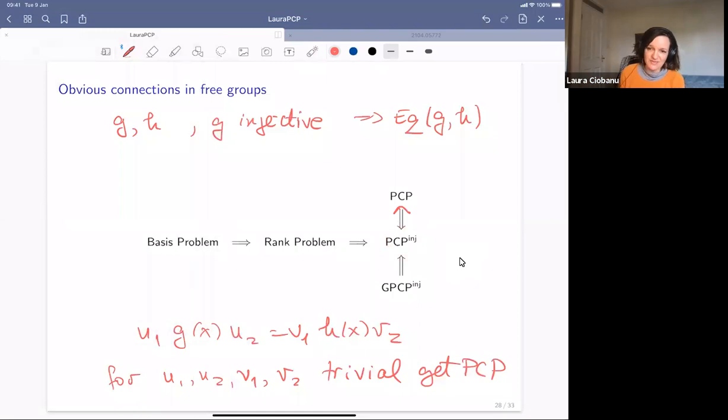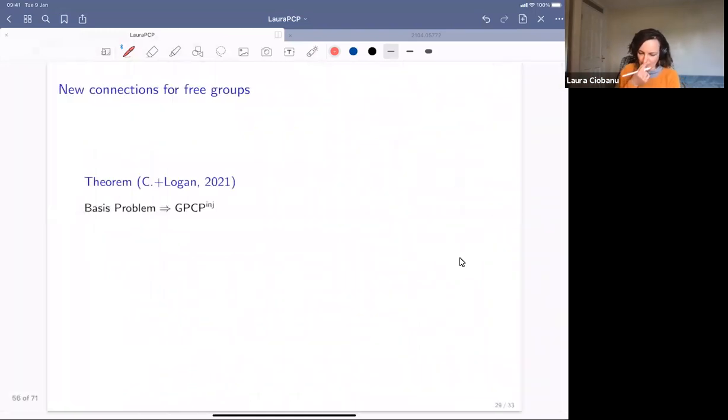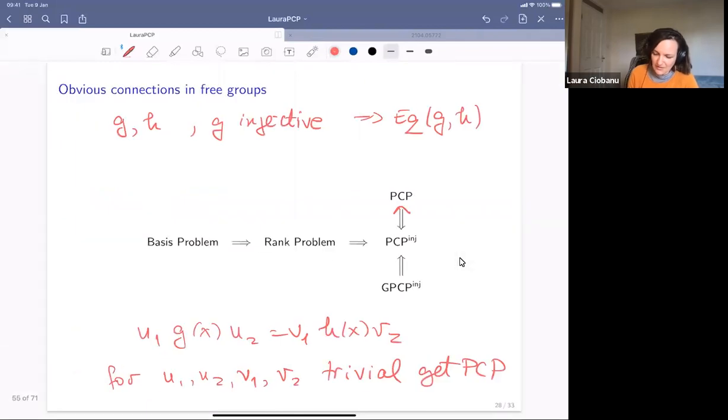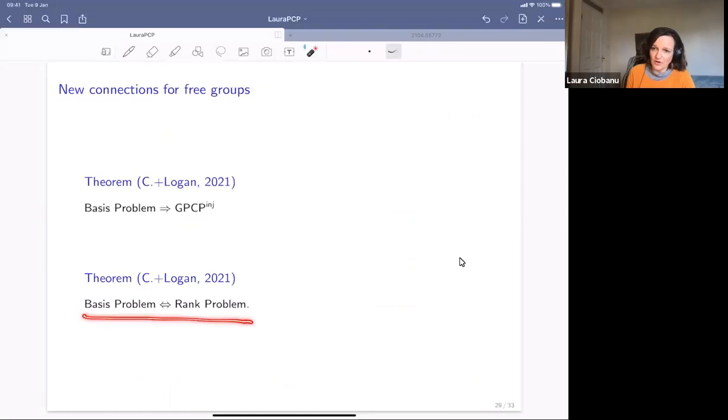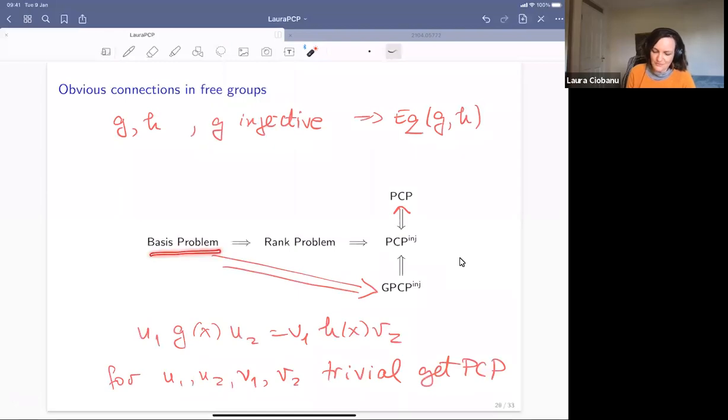So what else can we say that would be new and interesting? There's quite a few connections we made. I'll just show you two of them. One is that if you know how to find the basis, you can definitely say something on PCP, but you can in fact say something about the GPCP, which is not obvious. So we're actually getting a connection this way. That takes a bit of work, but not very much. But something else you can say is that the basis and the rank problem are equivalent. Again, it's very obvious that if you know a basis, you get the rank, but it turns out that the other way around also works.